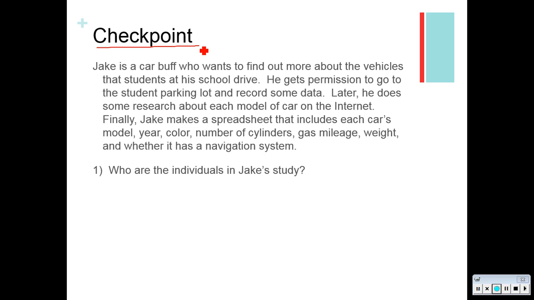So the question here says, Jake is a car buff who wants to find out more about the vehicles that students at his school drive. He gets permission to go to the student parking lot and record some data. Later he does some research about each model of the car on the internet. Finally, Jake makes a spreadsheet that includes each car's model, year, color, number of cylinders, gas mileage, weight, and whether it has a navigation system. So question number 1 says, who are the individuals in Jake's study? Take a few minutes and see what you can do with these checkpoint questions on your own.